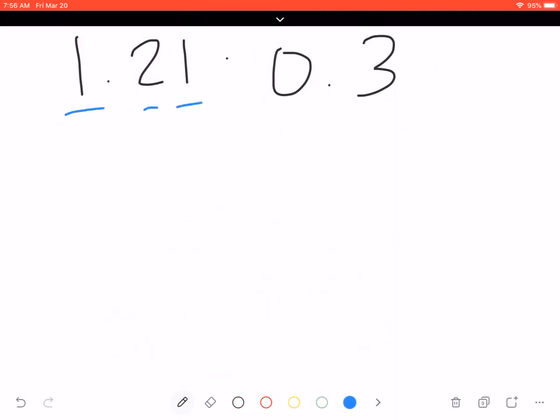Let's do one more practice. We'll do 1 and 21/100 times 3/10, I'm sorry. You can pick any method, it doesn't really matter, but I'm going to do the standard algorithm. And since this has more digits, I'm going to put it on the top. So I'll go 1 and 21/100 times 0 and 3/10.